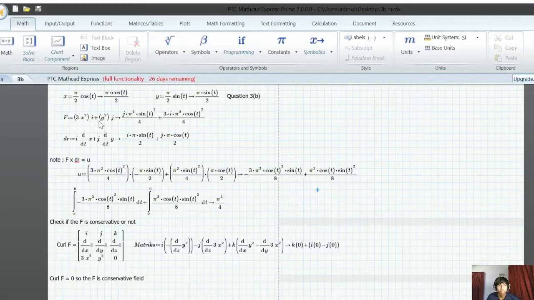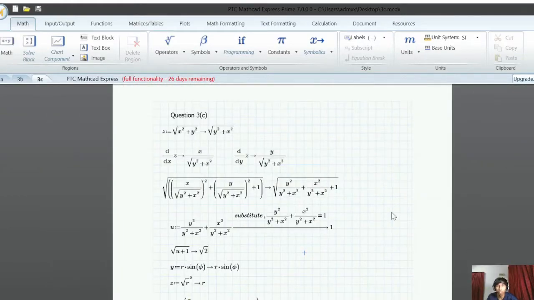Okay, this is for question 3b, and the x is y, so we just put it into the equation and we get this, and this is r, and when we differentiate by dt, we get this answer, and this is for f multiplied with dr, so this is the answer for that. I is equal to x coordinate and j is equal to y coordinate, so when we differentiate these two, the answer is pi over 3 divided by 4. So this is to check if the f is conservative or not, so we do the matrix, and this is the equation for the matrix, and the result is 0, so the f is conservative field.